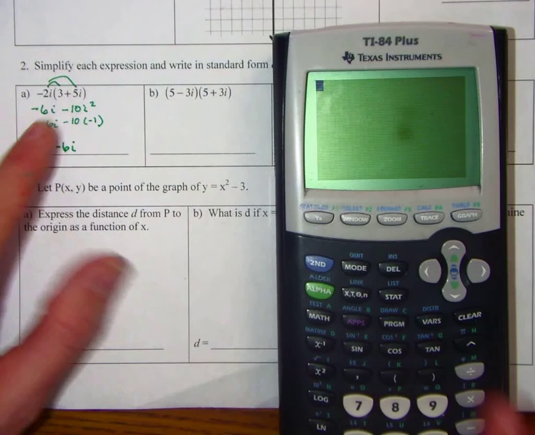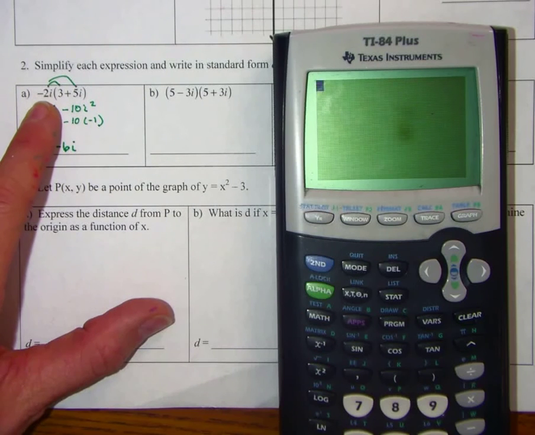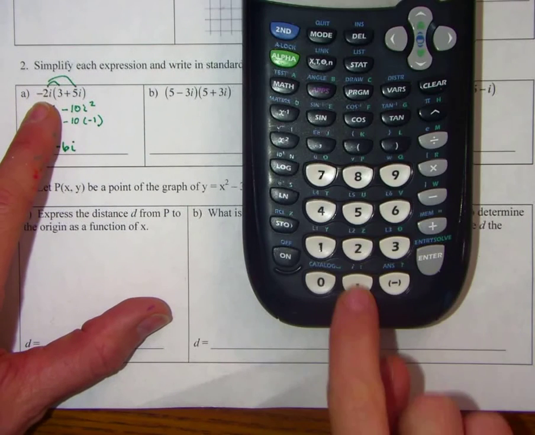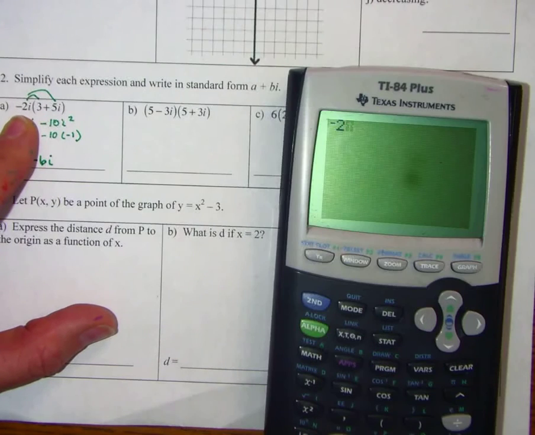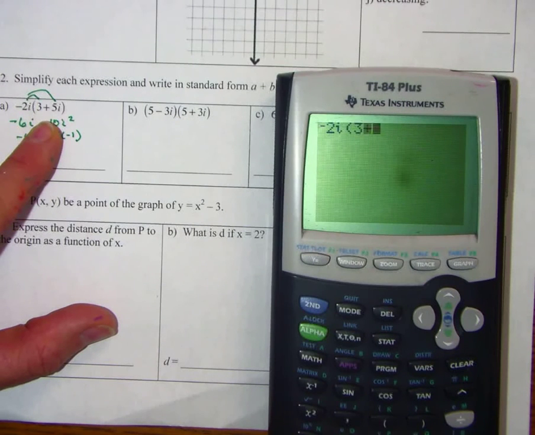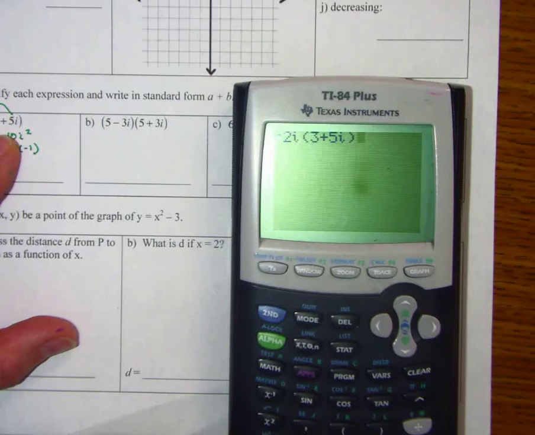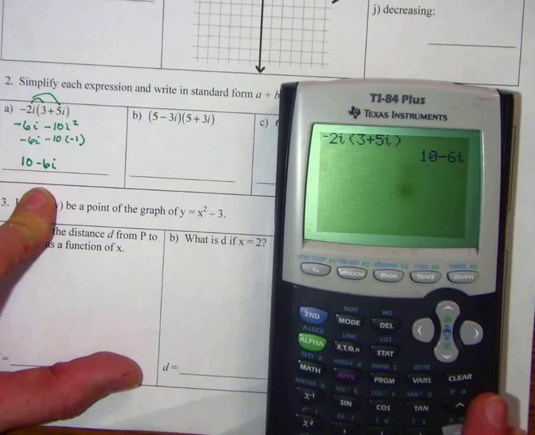So to type this in, we're going to type in negative 2i. Make sure you don't put a minus, otherwise it's not going to calculate that. So negative 2, and in case you don't know where i is, it is second and then your decimal point down here. So there's your i. So we have negative 2i, parentheses, 3 plus 5i. And then when you do that, you get 10 minus 6i. So it's an easy way to check your answer, and we have our work.